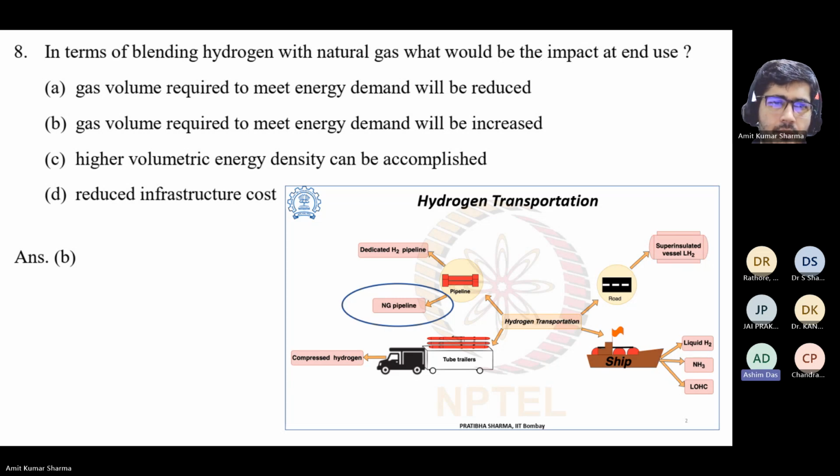Why will it increase? So the energy content in unit mass or unit volume of hydrogen is lesser than methane. So to get the same energy at the end user, more flow is required. So volumetric density is playing the role.